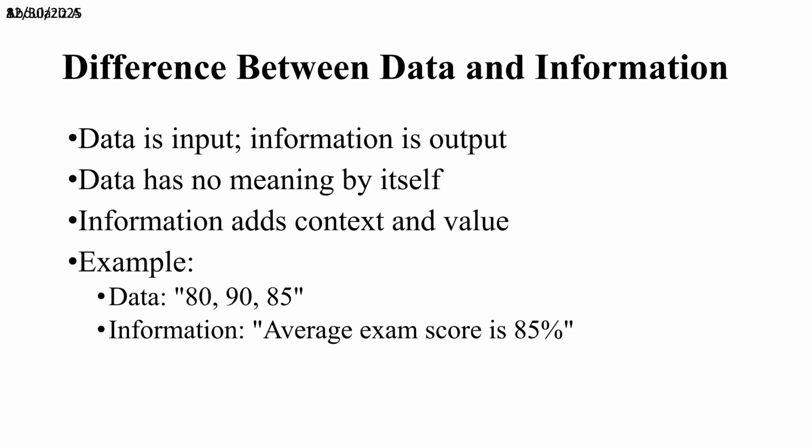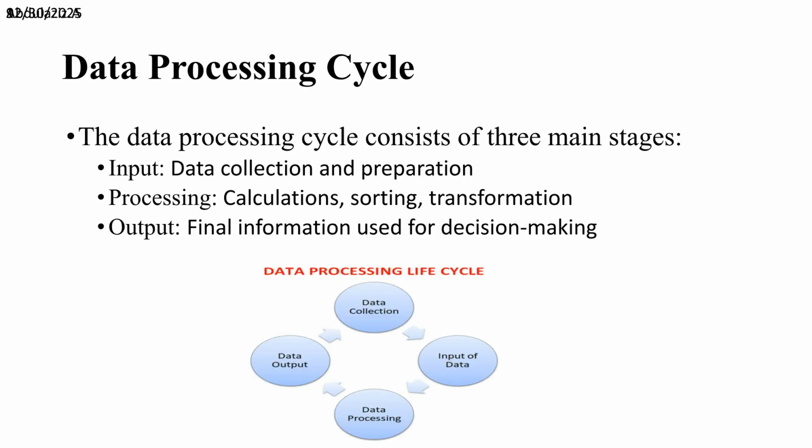For example, raw data like "80, 90, 85 feet" becomes information when context is added, such as "average exam score is 85%." The data processing cycle has three main stages: input, which is data collection and preparation; processing, which involves calculations, sorting, and transformation; and output, which is the final information used for decision-making.